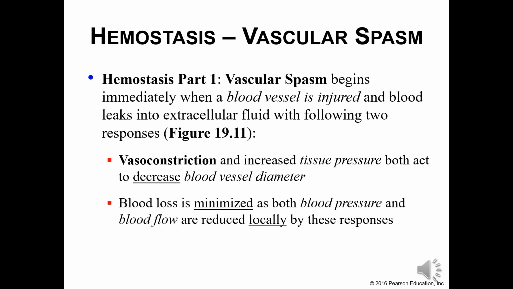So the part 1, hemostasis, the vascular spasm, that occurs when the vessel is first injured and blood starts leaking into the extracellular fluid. Vasoconstriction, increased tissue pressure, acts to decrease the blood vessel diameter, and that will control blood loss. And your blood loss will thus be minimized as both your pressure and your blood flow are reduced locally by those 2 responses.